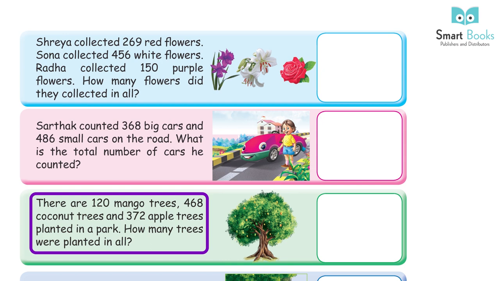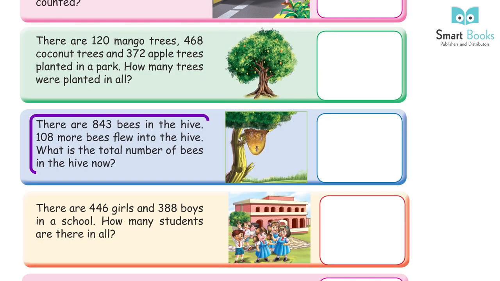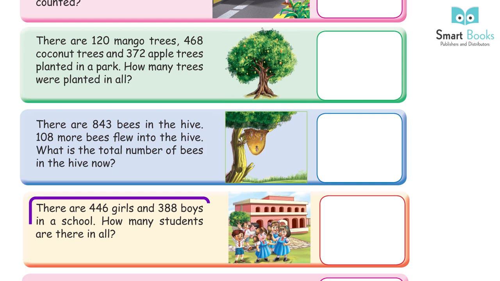Answer: 960. There are 843 bees in the hive. 108 more bees flew into the hive. What is the total number of bees in the hive now? Answer: 951. There are 446 girls and 388 boys in a school. How many students are there in all?